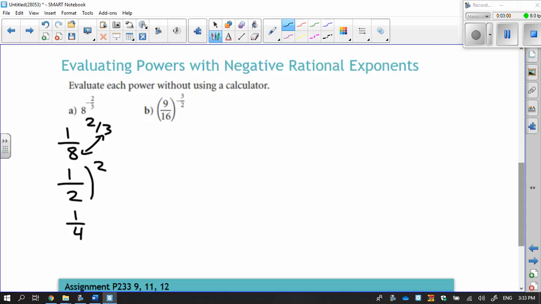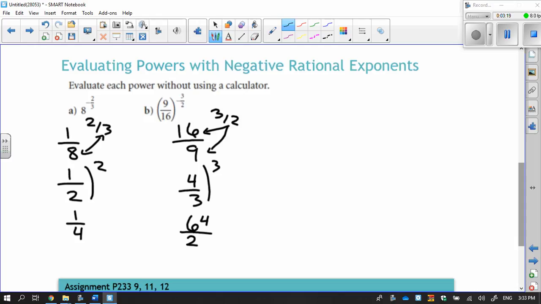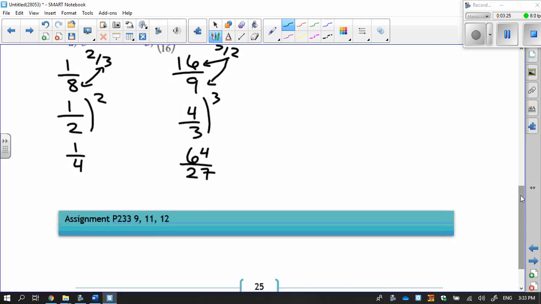Okay. Let's resolve the negative first here. So do the flip. I'm going to resolve the square root first. So remember, it applies to both of them. So that gives me 4/3. And then I'm going to cube them. That gives me 64/27.